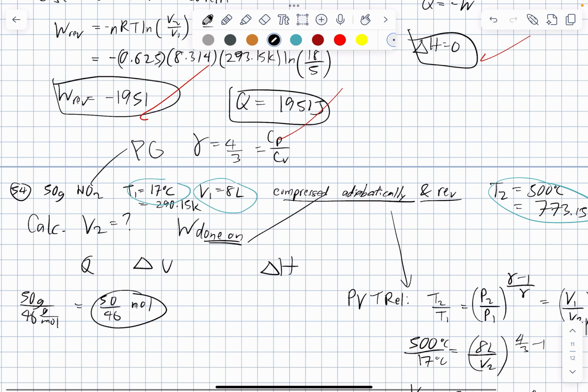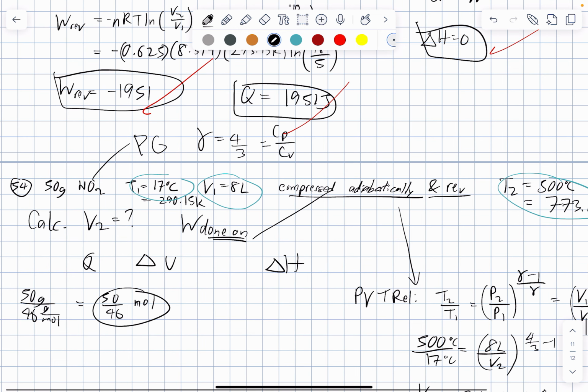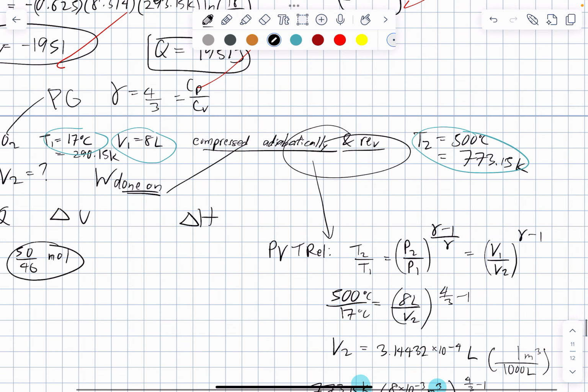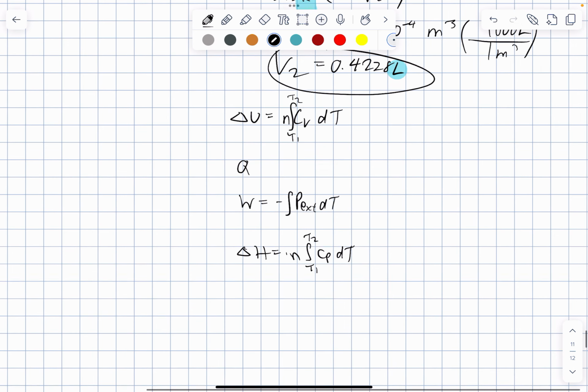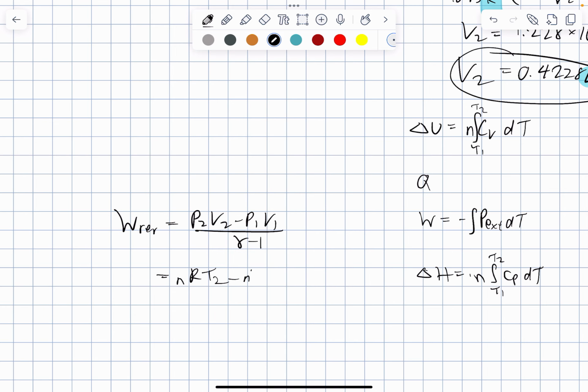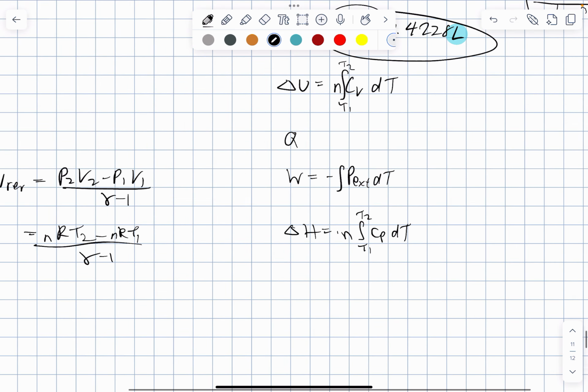Wait, is the process reversible? Yes. Adiabatic and reversible process, in other words, is called isentropic. So isentropic, work reversible and adiabatic is equal to P2 V2 minus P1 V1 over gamma minus 1. In other words, nRT2 minus nRT1 over gamma minus 1. Okay?